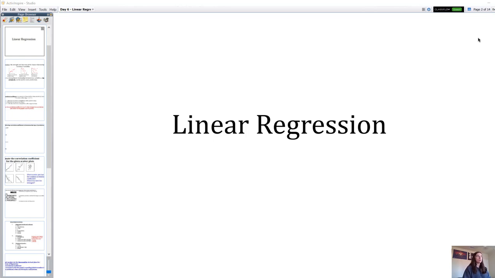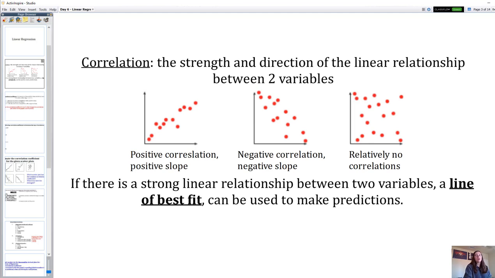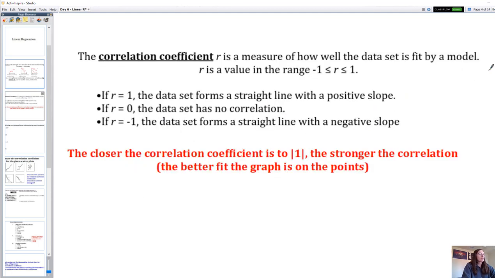Now we're going to talk about linear regression. In linear regression, we have a correlation, which is the strength and direction of the linear relationship between two variables. Now, if there is a strong linear relationship between these two variables, we can make a line of best fit to make predictions about what could happen in the future with this data.